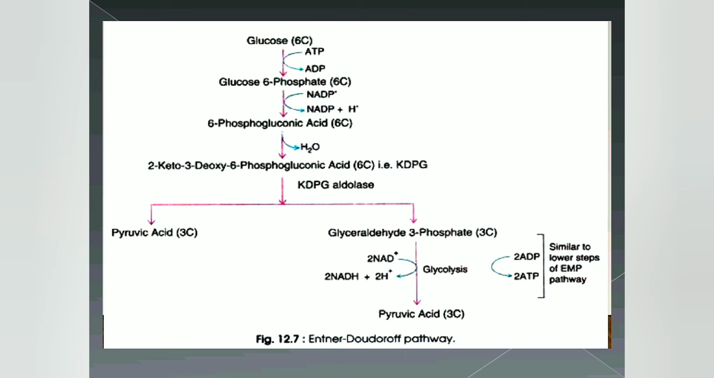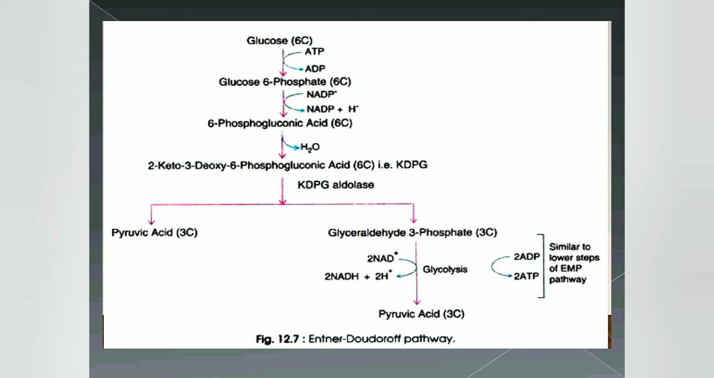Glucose, 6-carbon, is converted into glucose 6-phosphate, 6-carbon. At this time, ATP is converted into ADP. Next, glucose 6-phosphate is converted into 6-phosphogluconic acid, 6-carbon, with removal of water. At this time, 2-keto-3-deoxy-6-phosphogluconic acid, 6-carbon, is also present. The next step divides into two: one is pyruvic acid, another is glycerate 3-phosphate, with the help of the enzyme KDPG aldolase.